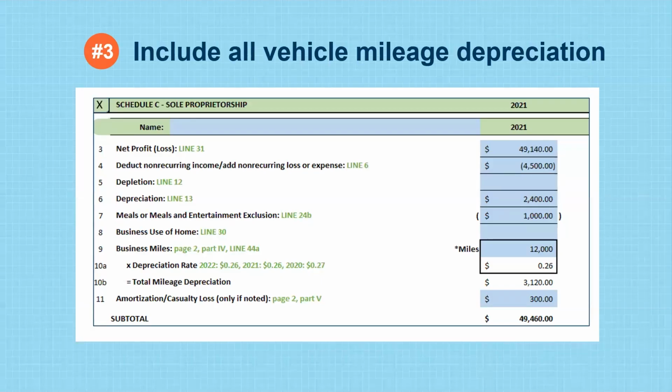So in step number 3, we know that we are able to input the miles of 12,000 into the worksheet, and the worksheet is going to apply the applicable rate for 2021 and add in 3,120, which is the amount attributed to depreciation.